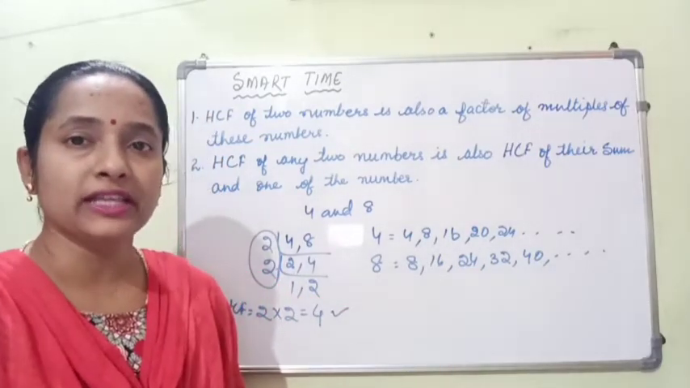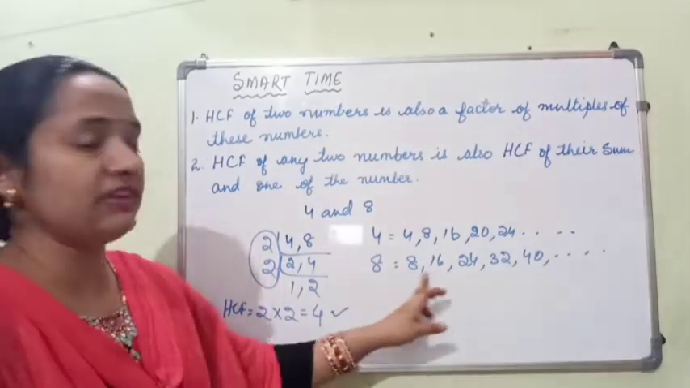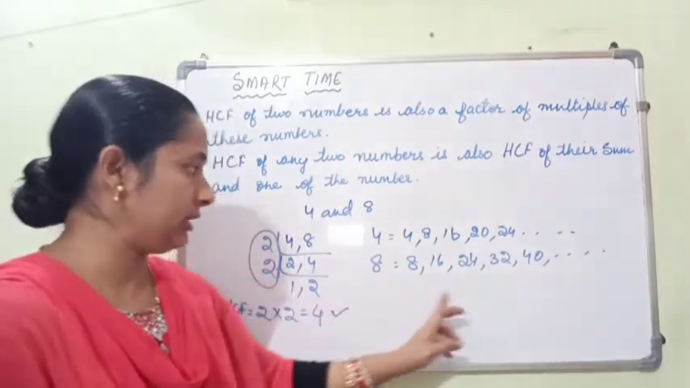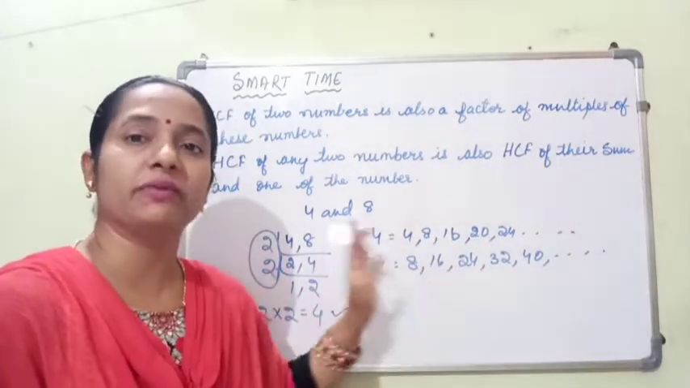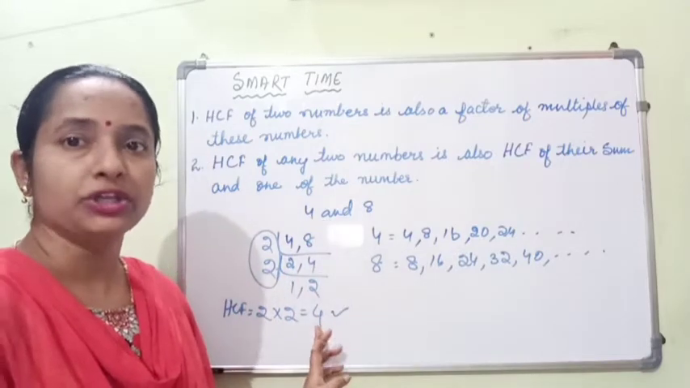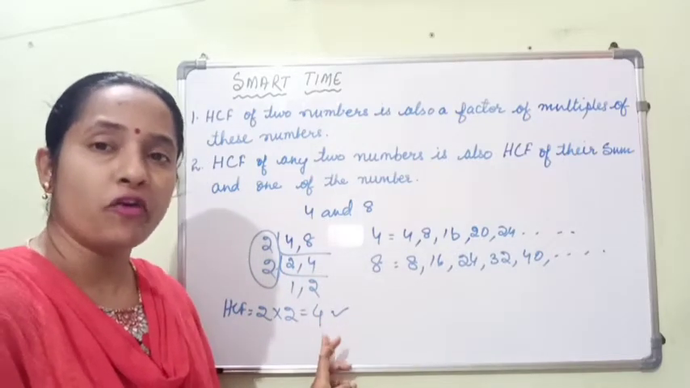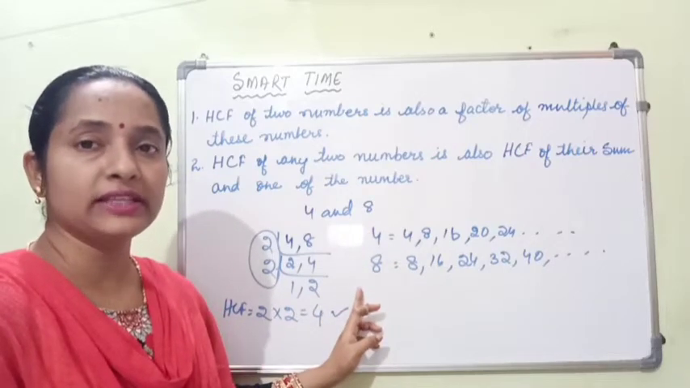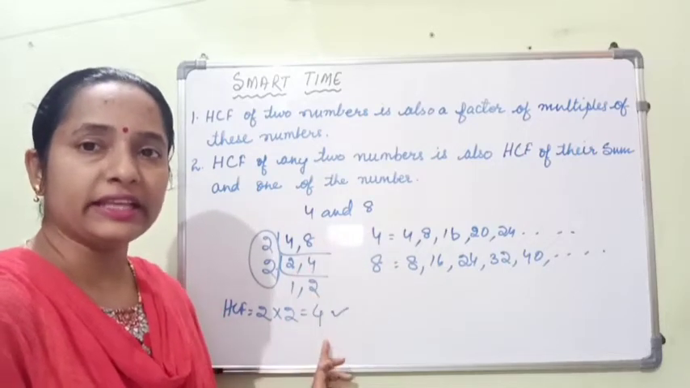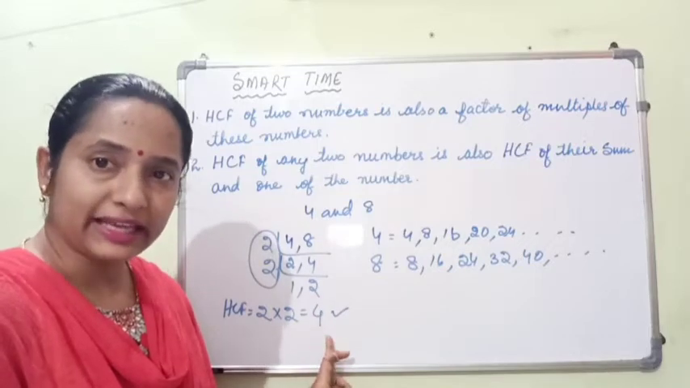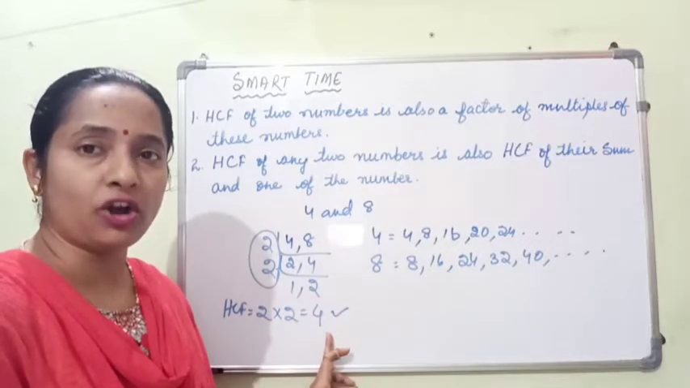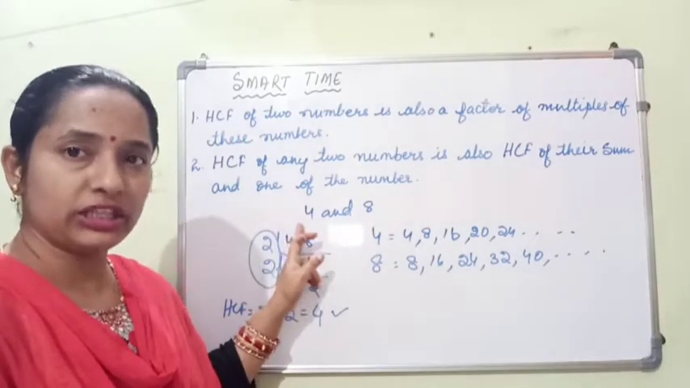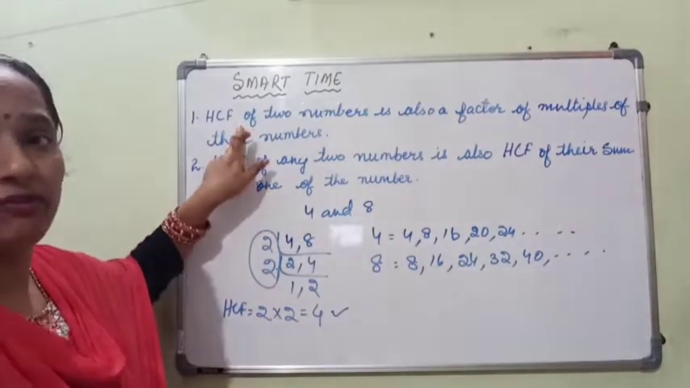Factor means the number that can divide these numbers exactly. So all the multiples of 4 and 8 can be exactly divisible by 4. Hence we can say that 4 is a factor of the multiples of 4 and 8. So always, if we find the HCF of any two numbers, that HCF will be a factor of multiples of those two numbers. Understood? This is what is explained in the first fact.